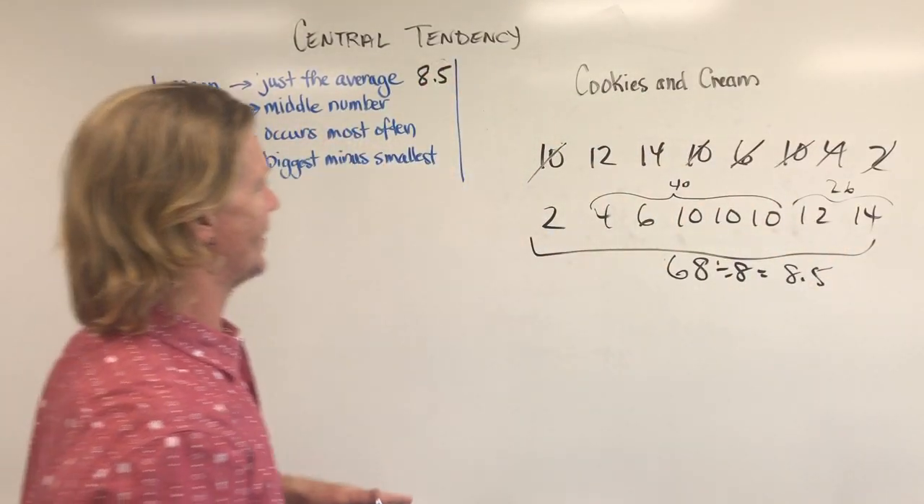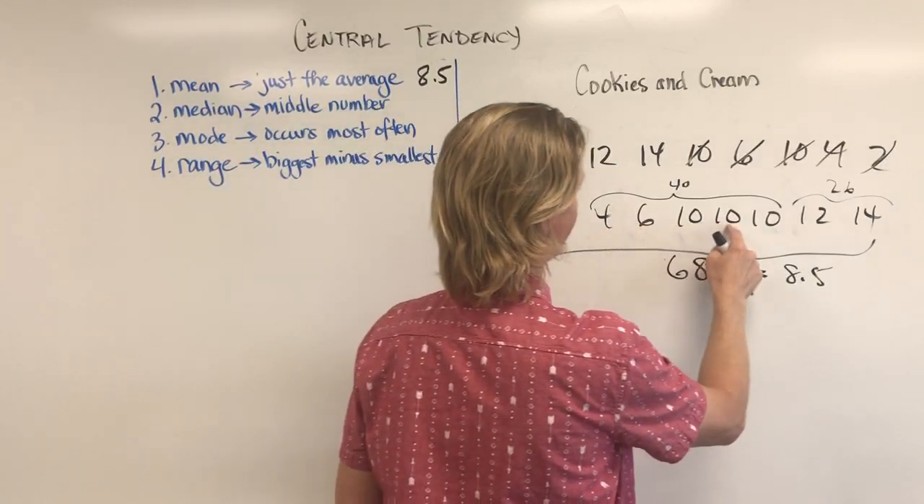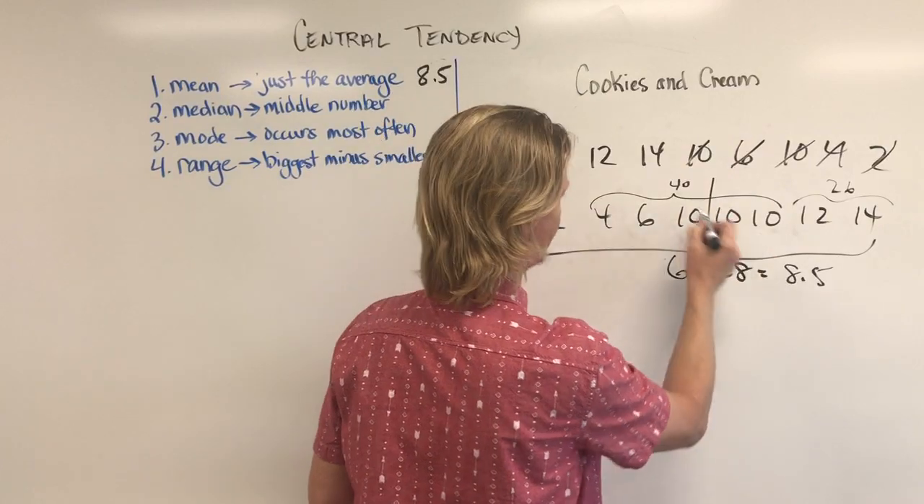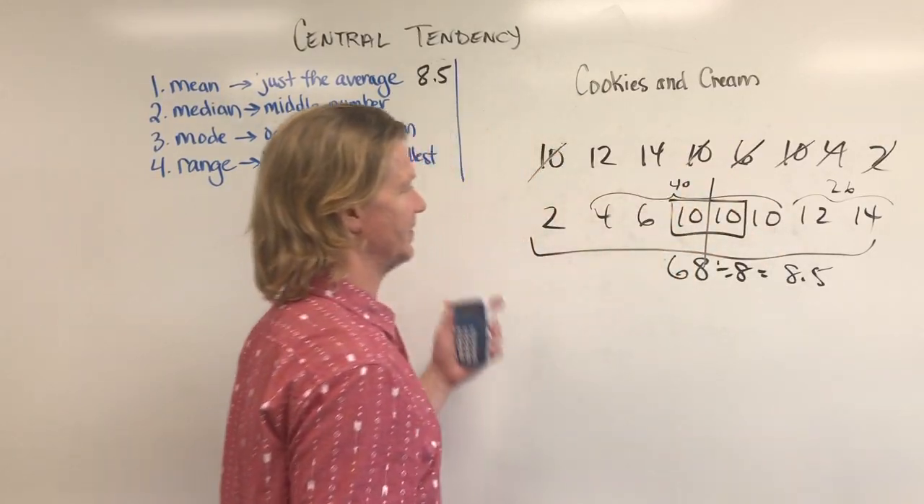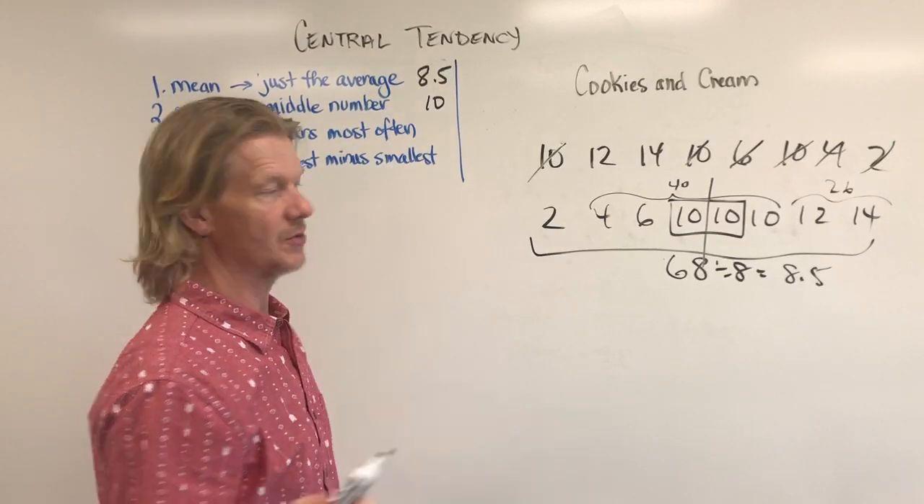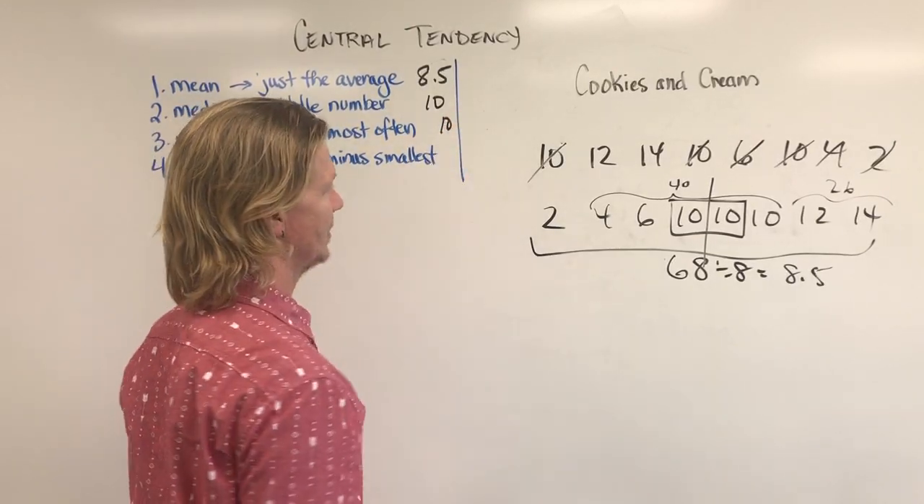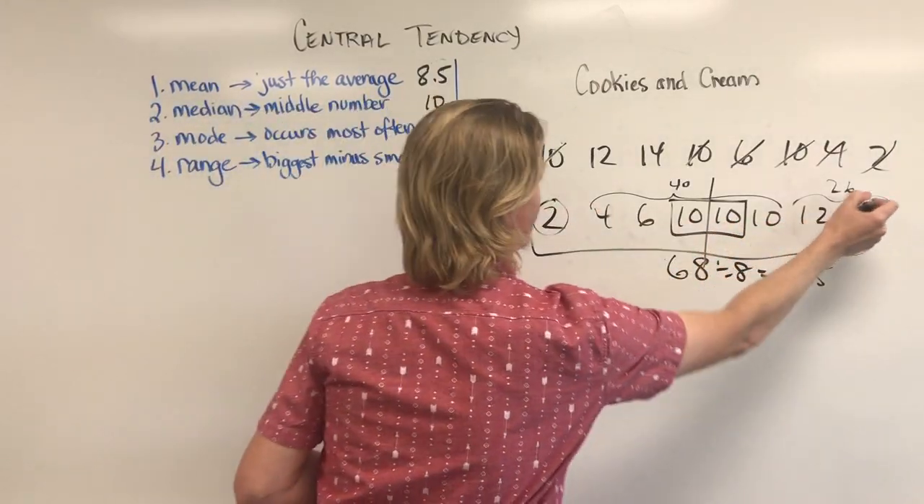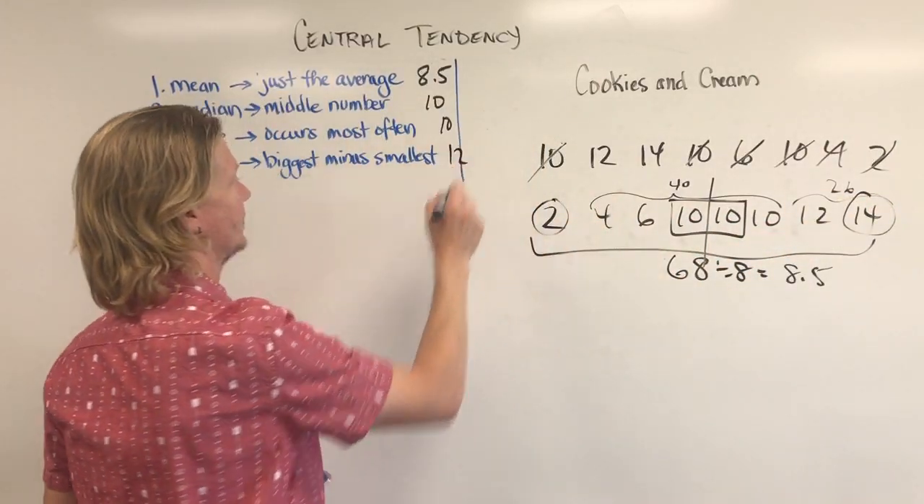The median is the middle number. So 1, 2, 3, 4, 5, 6, 7, 8, right? So that means I have 4 numbers on this side, 4 on this side. So my middle is the average of 10 and 10, which is 10, okay? The mode, which is the number that occurs most often, also 10, because there's 3 of those. Just seems to work that way. And then range, the biggest minus smallest, so 14 minus 2 is 12. And that is it.